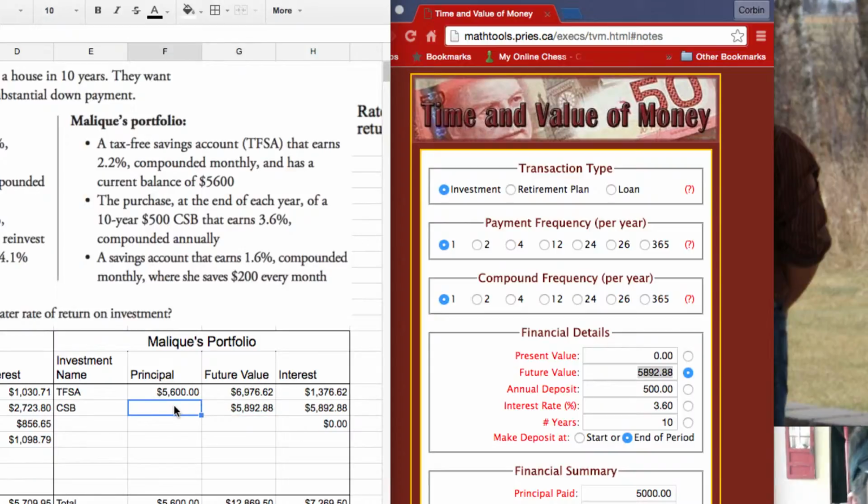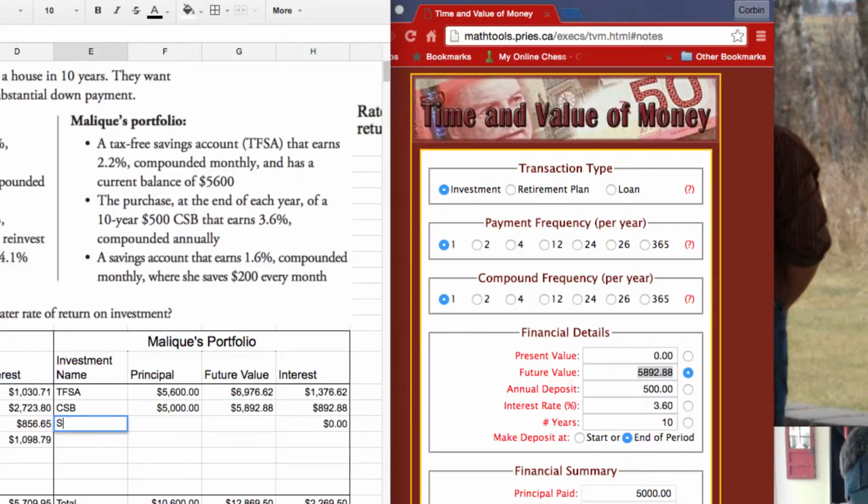All right, what is the principal? So how many times did she buy the $500 savings bond? Well, she bought a $500 savings bond for 10 years, right? Yes, for 10 years. So let's just times that by 10. So it's 5 grand, and she got a return of 800 bucks. That's not bad. Finally, another savings account.